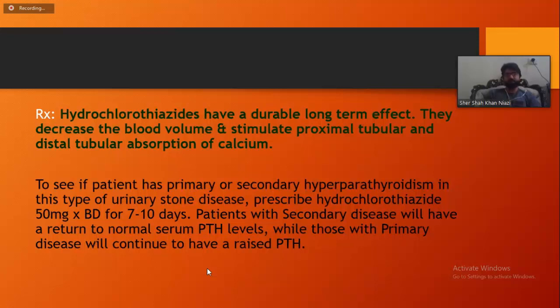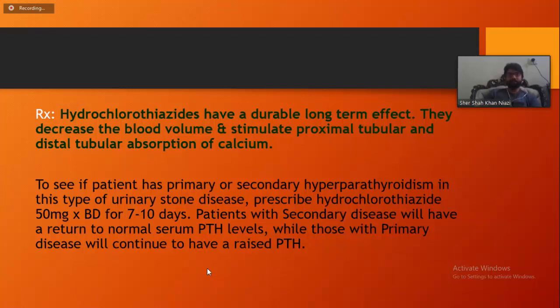And to see if the patient has primary or secondary hyperparathyroidism in this type of urinary stone disease, you have to prescribe hydrochlorothiazide therapy, 3 milligrams for 7 to 10 days. If the PTH levels return to normal, then it is a secondary rise, and if the PTH levels are still raised, then it's primary hyperparathyroidism.